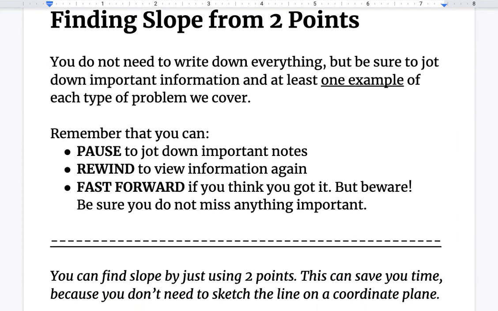So last time we talked about how to find slope from a graph, and I'm telling you today that you can find slope by just using 2 points. This can save you a lot of time because then you won't need to sketch the line on a coordinate plane. You just need 2 points. However, this requires more math.